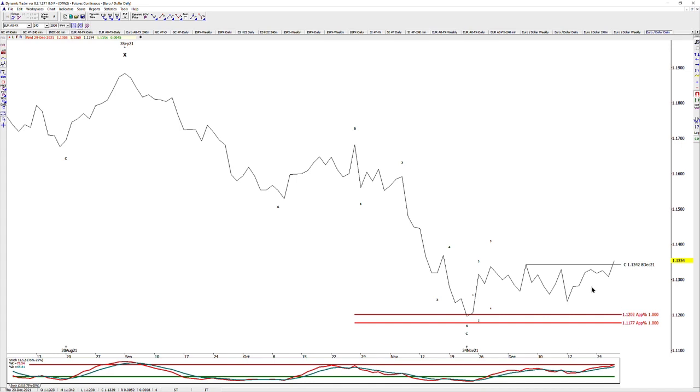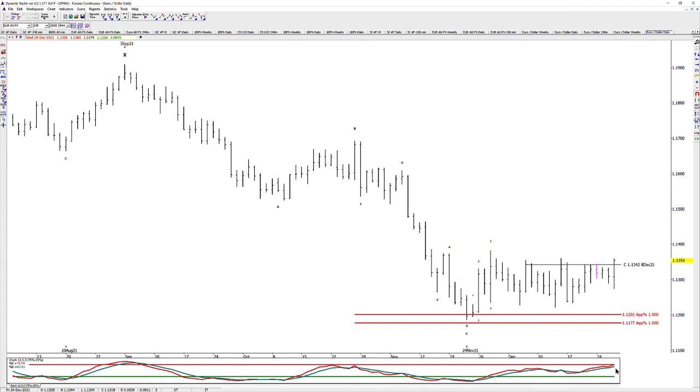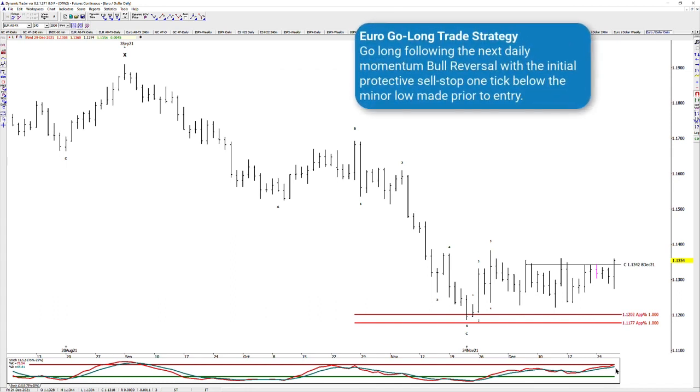There's the daily data. That's fairly significant. So here's the specific trade strategy I'm looking for: the next rotation and bull reversal in the daily momentum, in this case the stochastic or whatever momentum indicator you're using, is then a setup for an immediate long position, because we're at the price for potential multi-week, if not multi-month low.